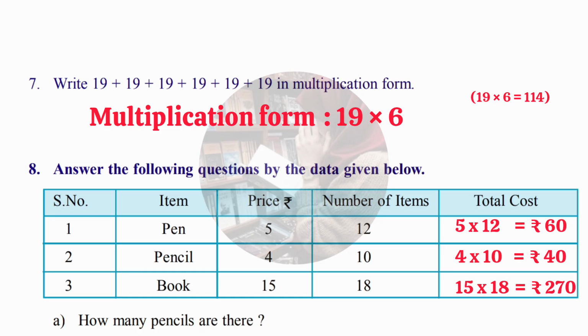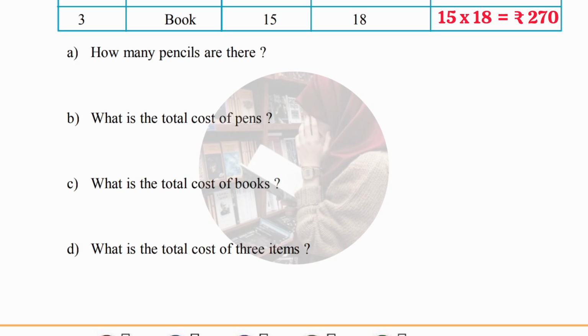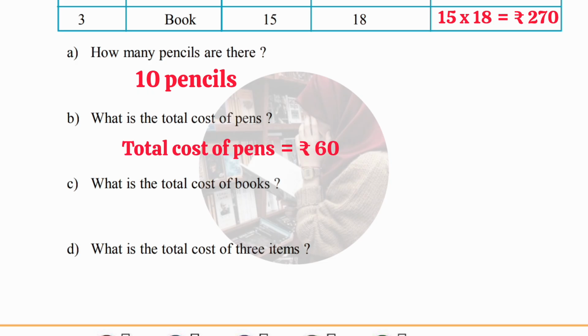Got it, guys? Okay, let's see the questions given below and give the correct answer for each. So the first question is how many pencils are there in total? Total 10 pencils. Write down 10 pencils. Second one, what is the total cost of pens? So total cost of pens is 60 rupees. Third question, what is the total cost of books? So total cost of books is 270 rupees.